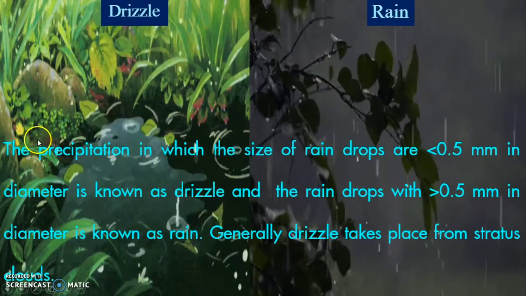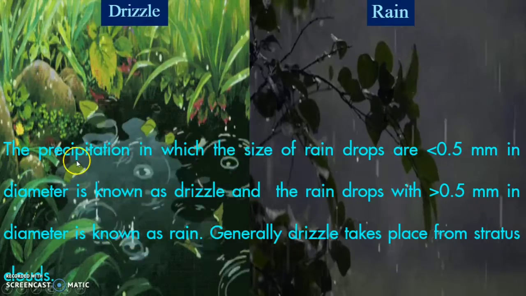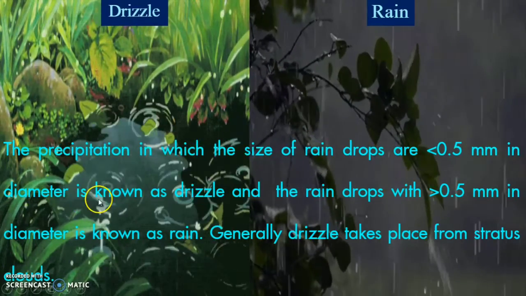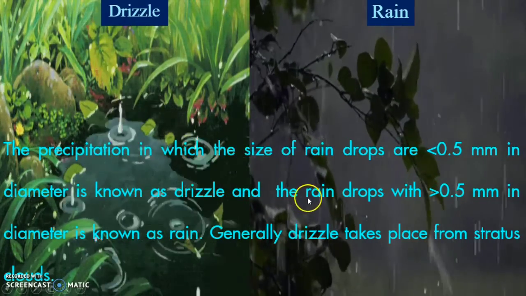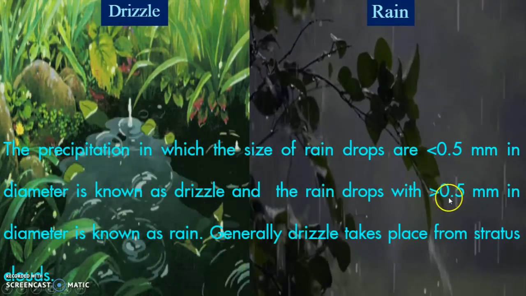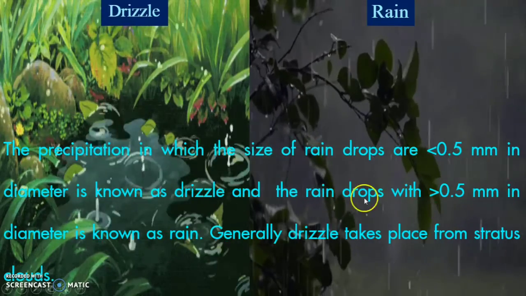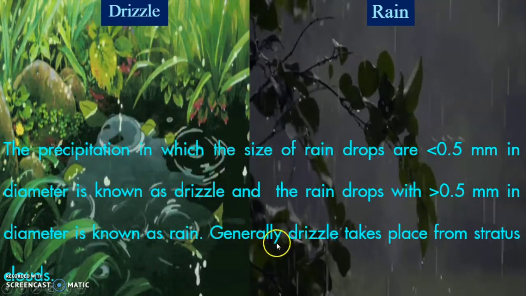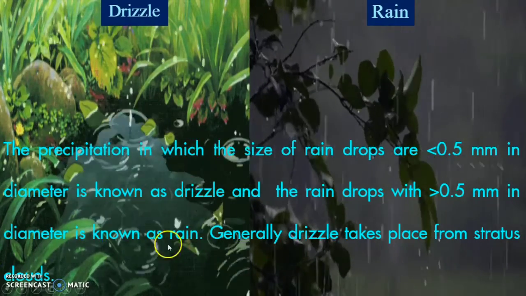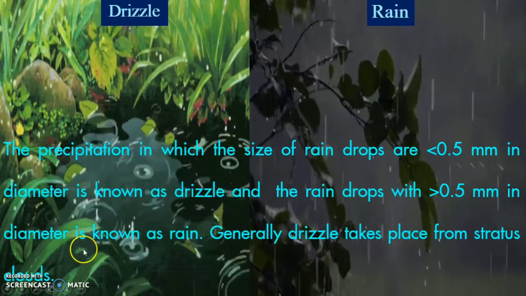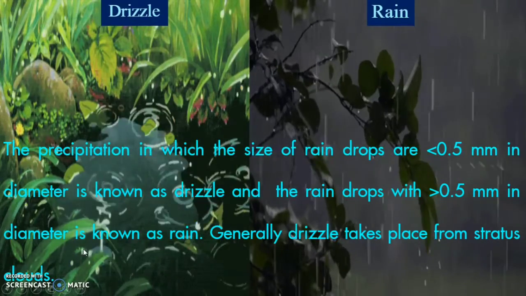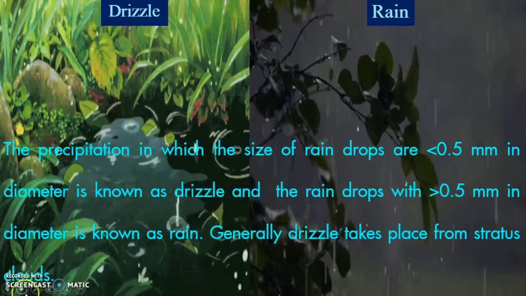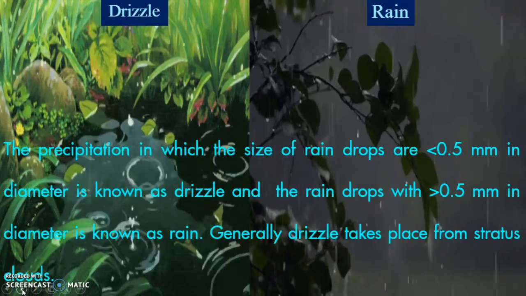See children, if the size of raindrops is less than 0.5 millimeters in diameter, it is known as drizzle. And if the raindrops are more than 0.5 millimeters in diameter, it is known as rain. Is it clear? Okay. Now, generally, drizzle takes place from stratus clouds. Children, actually, the stratus clouds are low-level clouds that are flat and featureless, which are capable of producing slight drizzles.